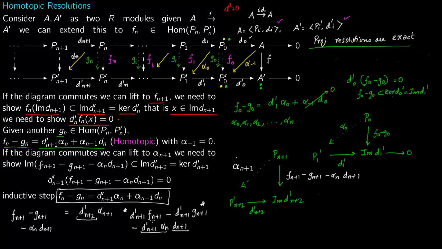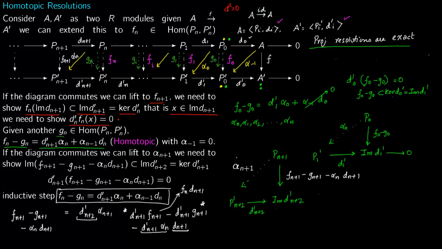So let us focus on this now. f n plus 1: you first apply f n plus 1, and then you apply d prime n plus 1. So f n plus 1 and then d prime n plus 1 is the same as you first apply d n plus 1 and then you apply f n. So I'm going to replace this with this new term. You first apply d n plus 1 and then you apply f of n.